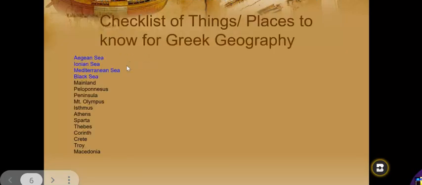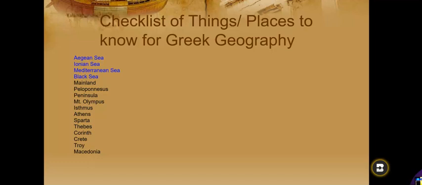But this checklist of things and places to know for Greek geography, this is important. These are all of the things that you are going to be labeling on your map. You will be responsible for knowing all of these places by memory, okay? So you're going to have time to work on this, but you need to be doing some of this at home. The map that I gave you, this is what you're going to be labeling. So the stuff that is here, you will be responsible for knowing, okay?